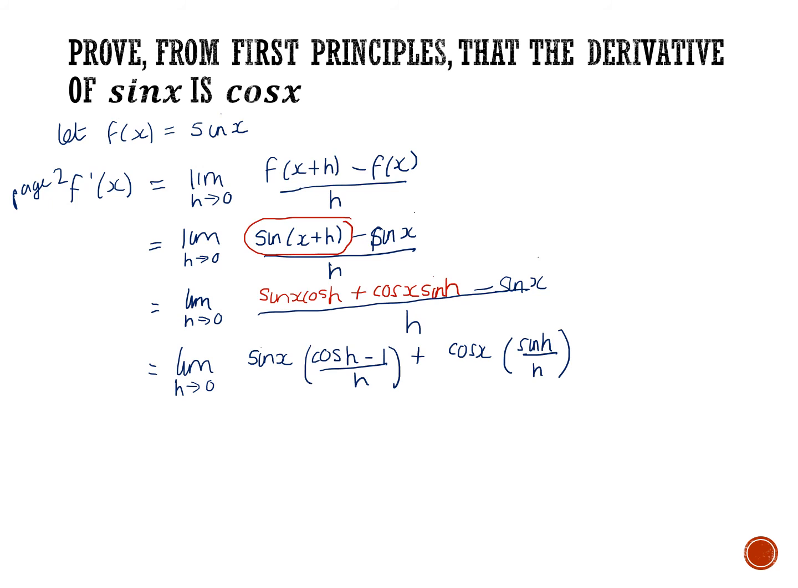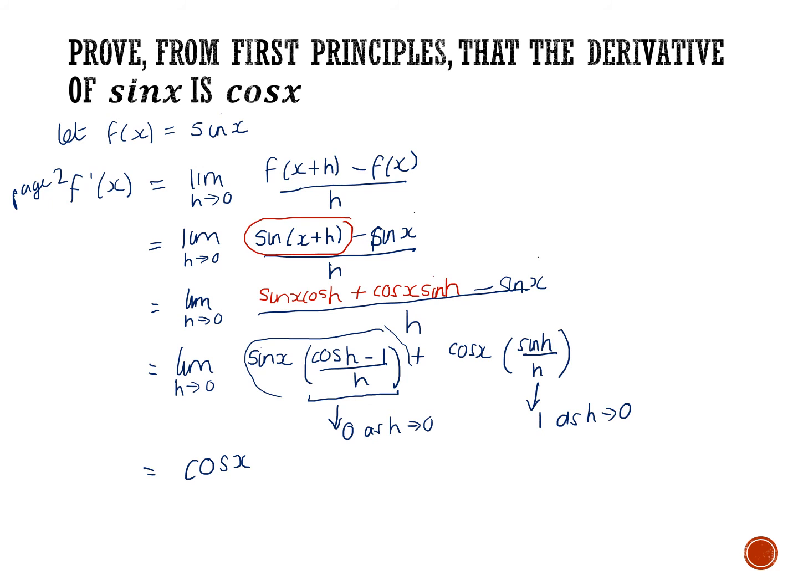This is where I'm making use of the thing I was talking about before, where we used our small angle approximations. This bit here tends to 0 as h tends to 0, because we put in the small angle approximation and showed that it tends to 0, and this tends to 1 as h tends to 0. So as h tends to 0, this whole bit becomes sine x times 0, and this bit becomes 1 times cos x, so that is equal to cos x.